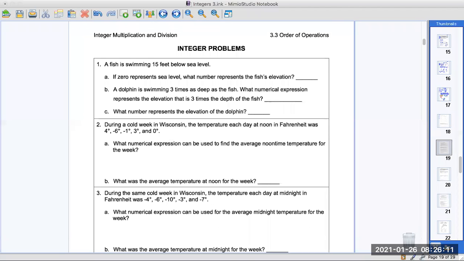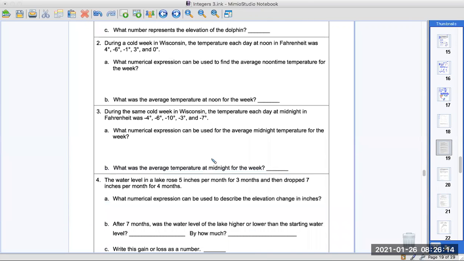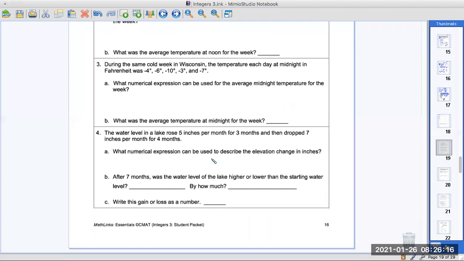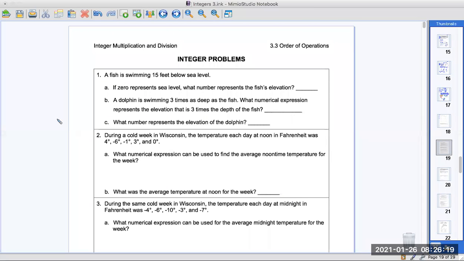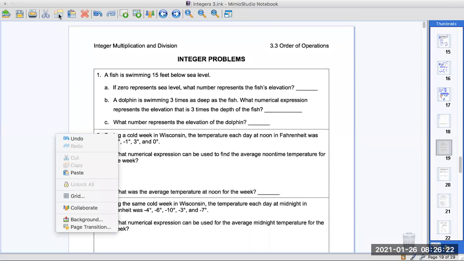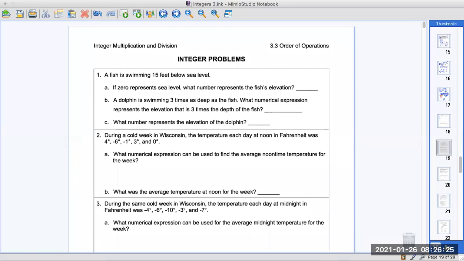So here we are with our last lesson in our book, Integers 3. We're on page 16. We're taking notes. So on top of this page, I want you to write notes.